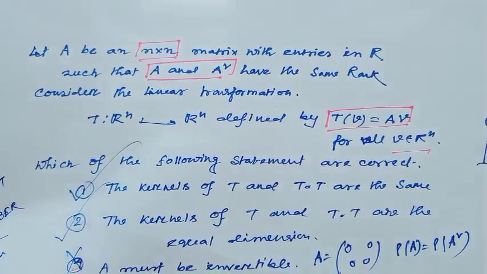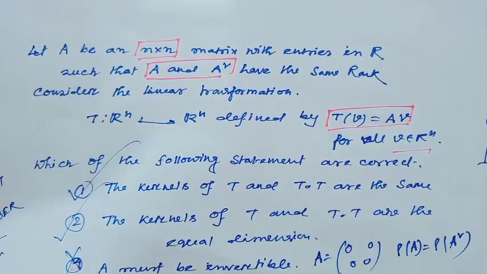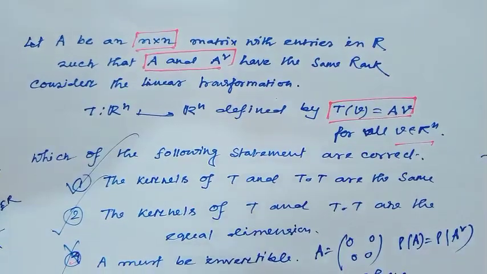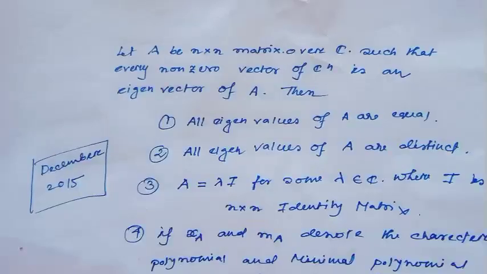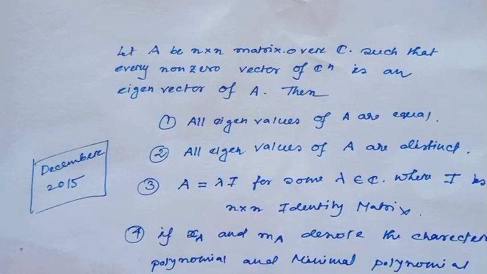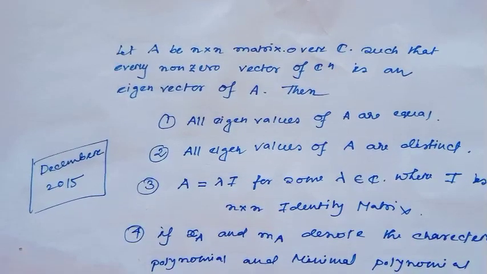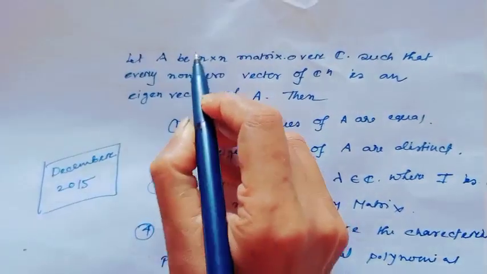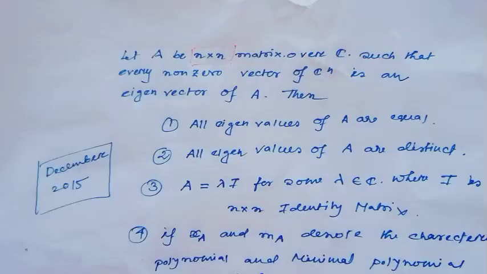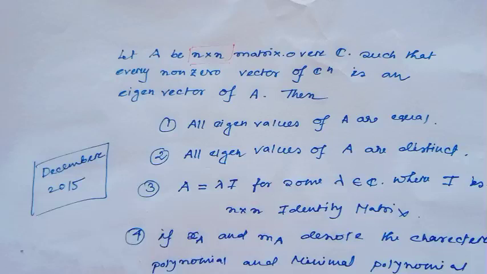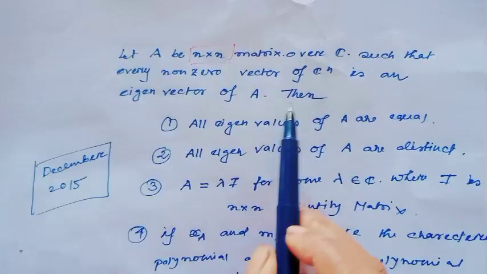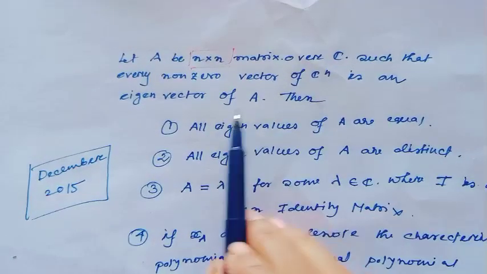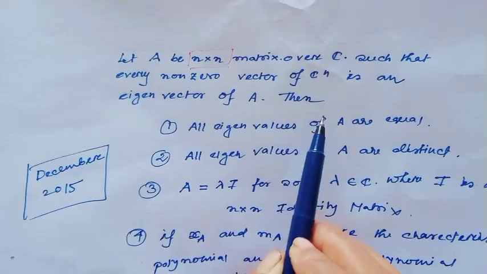This question depends on some basic property. Now I will see one question which had come in the December 2015 exam. The question is: let A be an n cross n matrix over the complex numbers such that every non-zero vector of C^n is an eigenvector of this matrix.